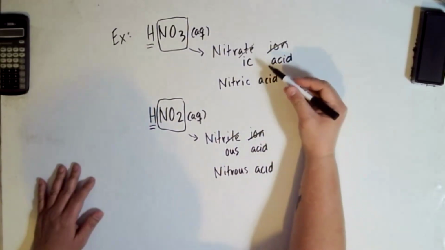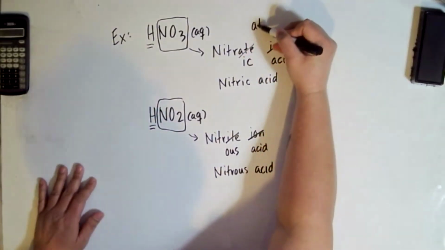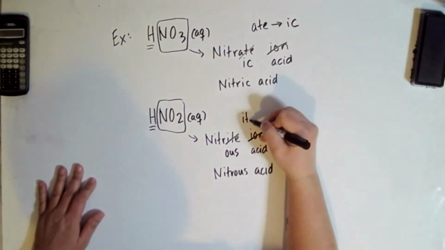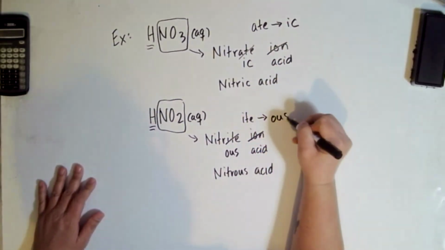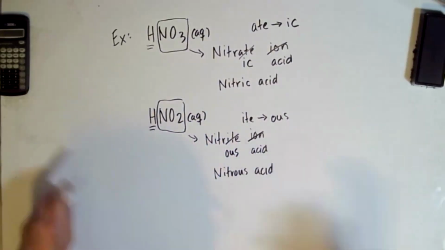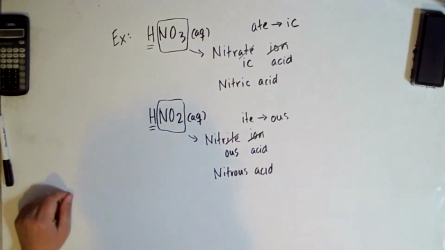So our ATE ending goes to IC, and our ITE ending goes to OUS when you have oxyacids.